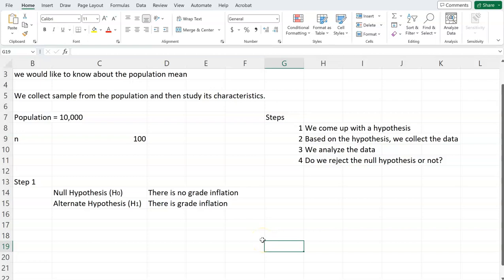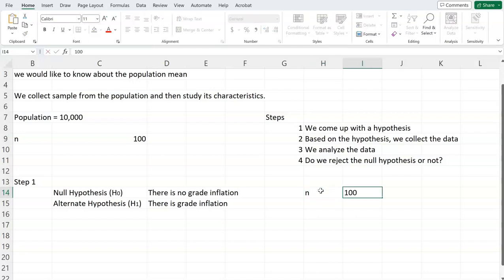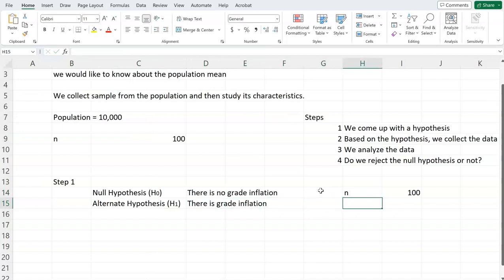So another thing to note here: after we get this done, we are now going to collect the data. So we are going to collect some data. Let's say we collect n equals 100, as we said, and we get some mean and standard deviation. And then maybe we have some prior information about what the average GPA was in prior years, and then we can test using that.